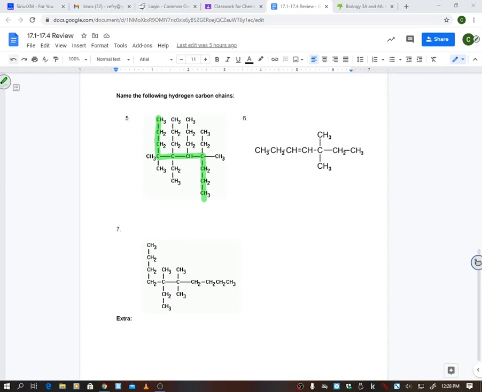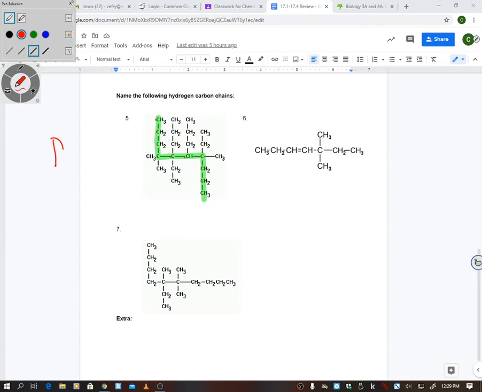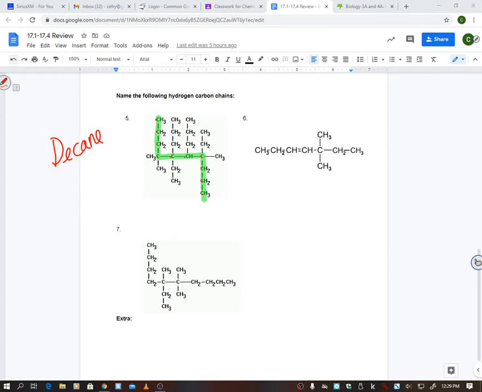Okay, let me go back to my pen now. My longest chain is 1, 2, 3, 4, 5, 6, 7, 8, 9, 10. So it's going to be decane. There are no double or triple bonds, so it's A and E. Now I'm going to look here. I've got a methyl, a methyl, a methyl. I'm going to circle an ethyl and an ethyl. And I have 2 propyls here.